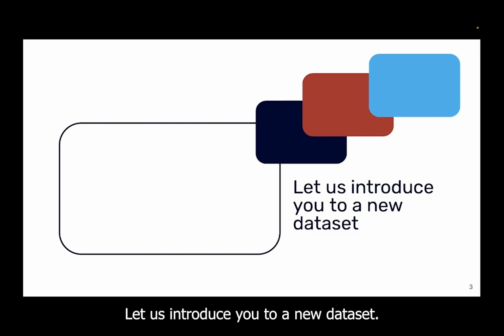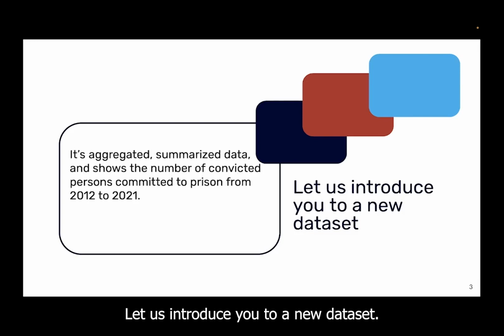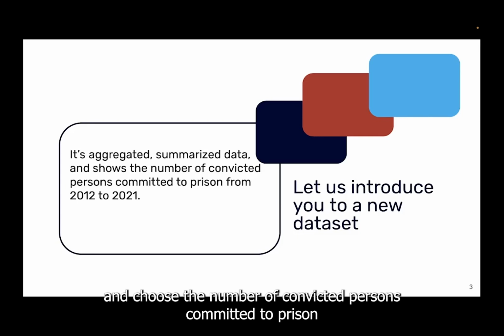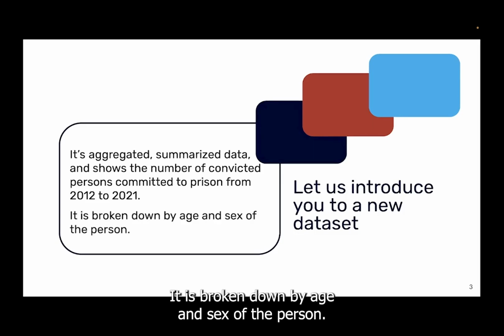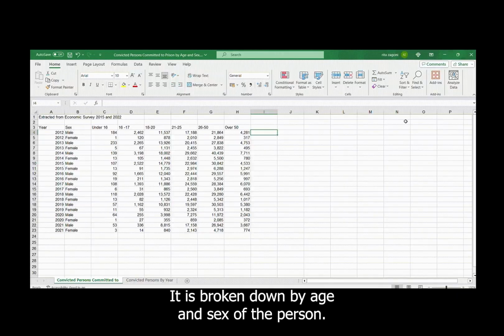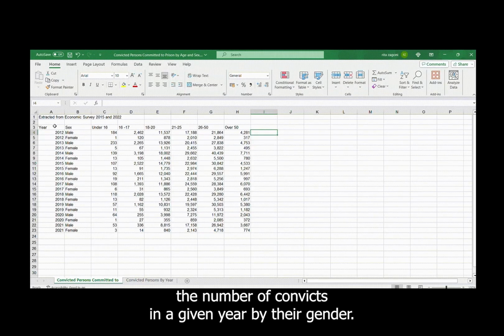Let us introduce you to a new dataset. It's aggregated, summarized data, and shows the number of convicted persons committed to prison from 2012 to 2021. It is broken down by age and sex of the person. Each row represents the number of convicts in a given year by their gender.